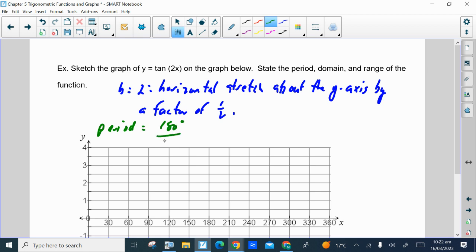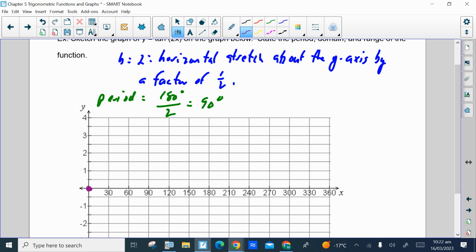Instead of being 180 degrees, and I'm using degrees in this case because that's the scale on the x-axis, now our period will be every 90 degrees. So remember the graph of tangent starts at 0, 0. The next one will be now 90 degrees away because that's the period. Every 90 degrees will be at another x-intercept. So at 180, at 270, and at 360, we're going to have an x-intercept.